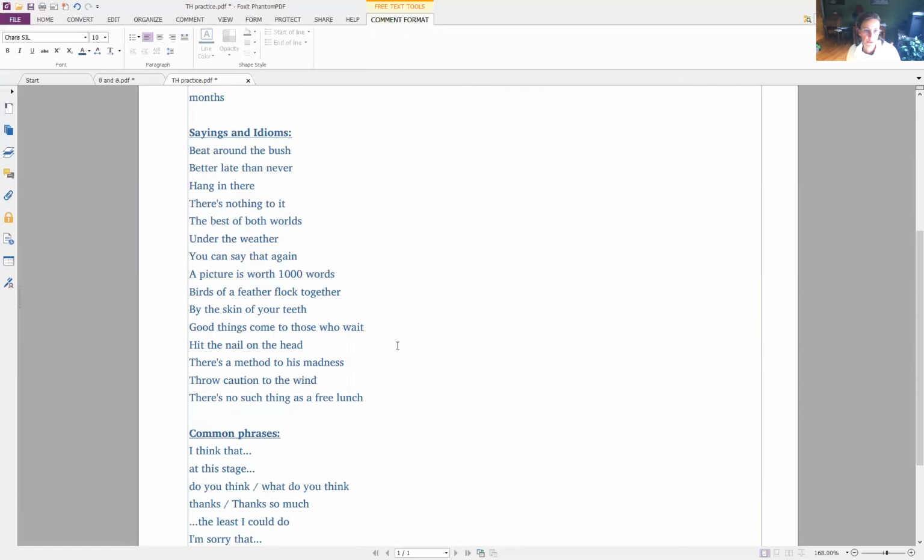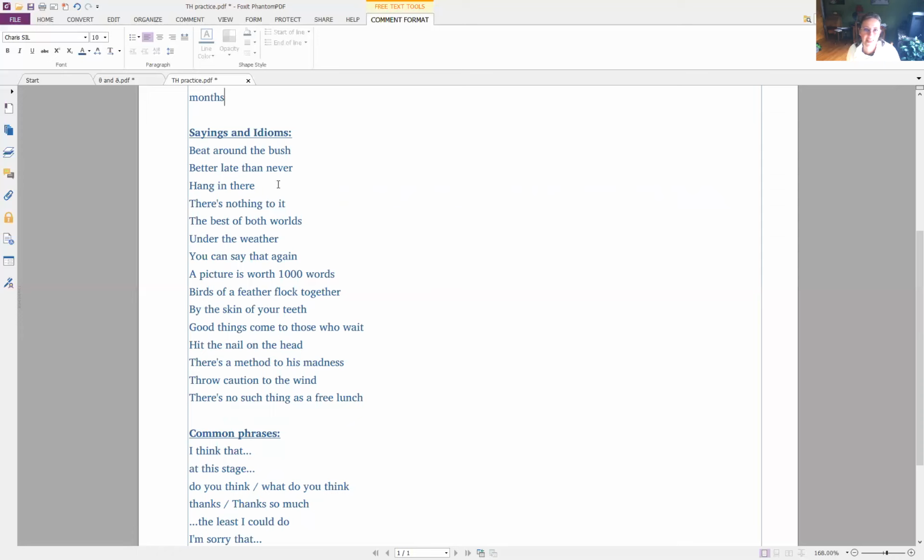Some other things you can do to practice and kind of combine goals here is picking some sayings or idioms that have THs in them that you might actually use on a day-to-day basis or week-to-week basis or something like that, right? Beat around the bush. Don't beat around the bush. Better late than never. Than never. Better late than never.